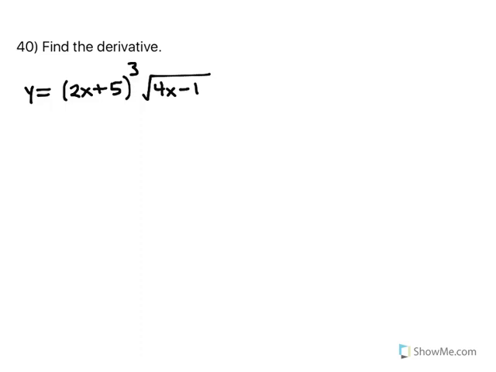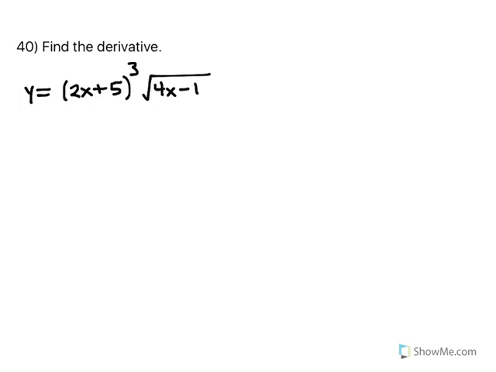6-4 number 40, find the derivative. Our function is y equals (2x + 5)^3 times the square root of (4x - 1). You do not have to do logarithmic differentiation for this problem.